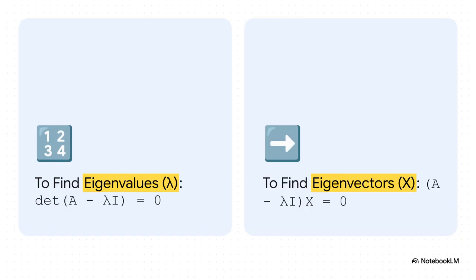And here they are. The first one, on the left, that's what we call the characteristic equation. We use this to hunt down those special numbers, the eigenvalues. We call them lambda. Once we have those values, we take them and plug them into the second equation, on the right. That's how we find their special corresponding vectors, the eigenvectors, which we call x.